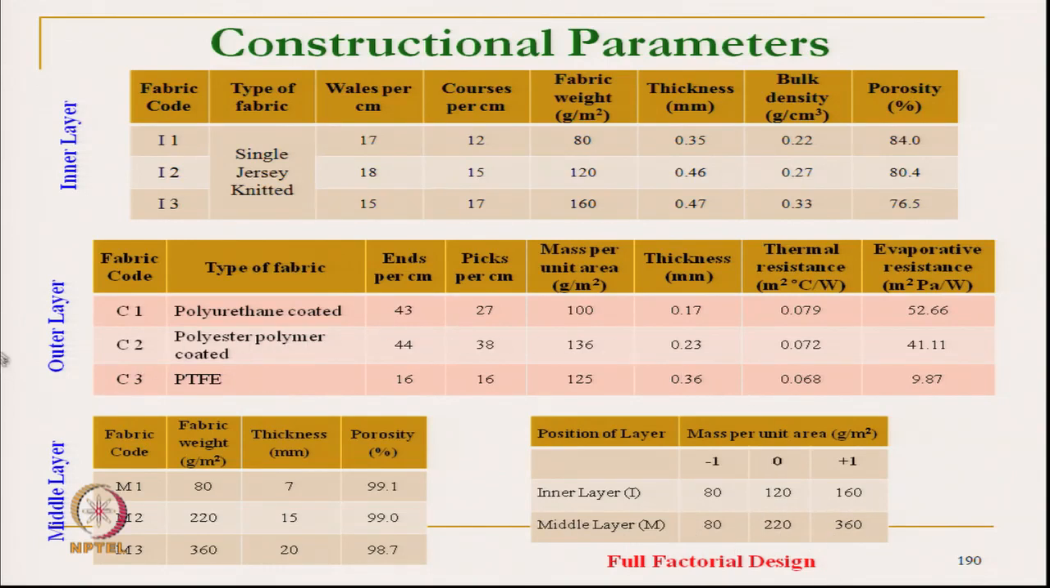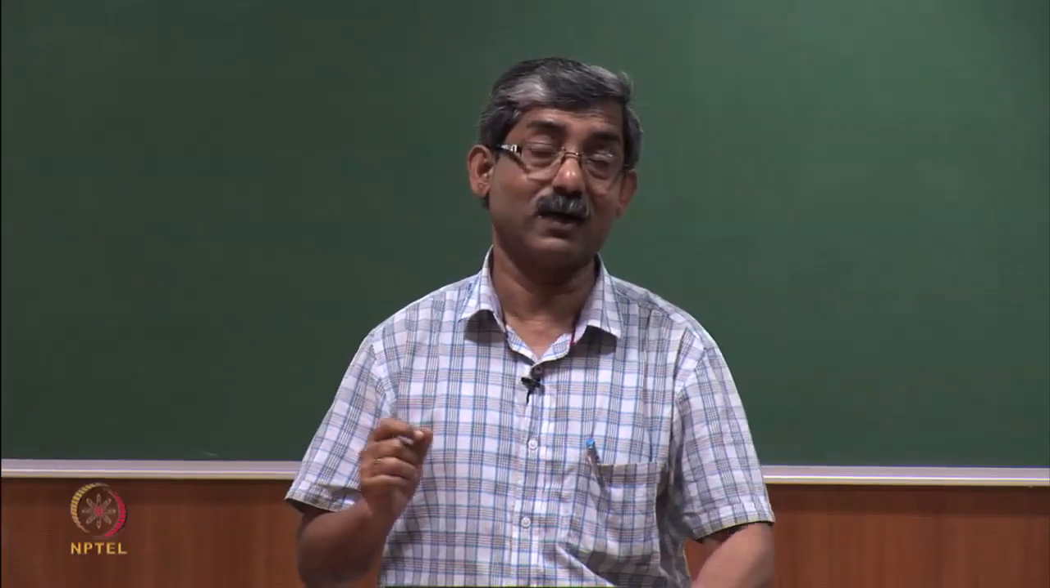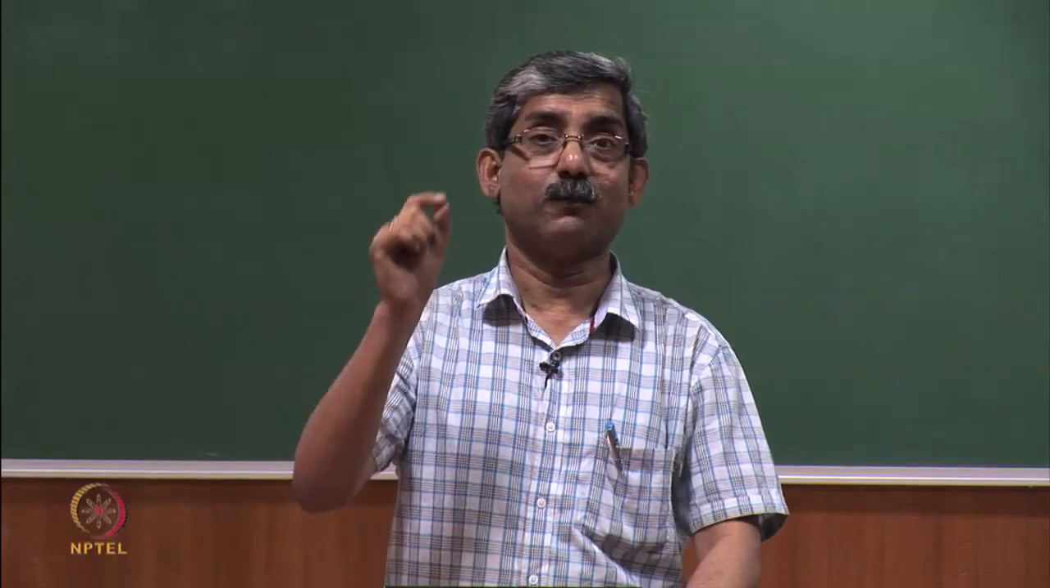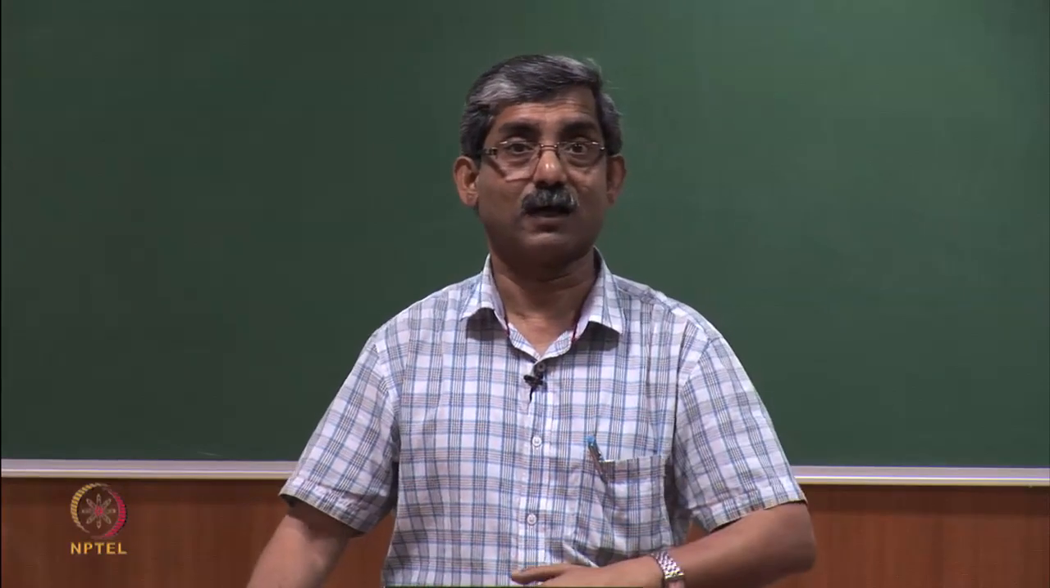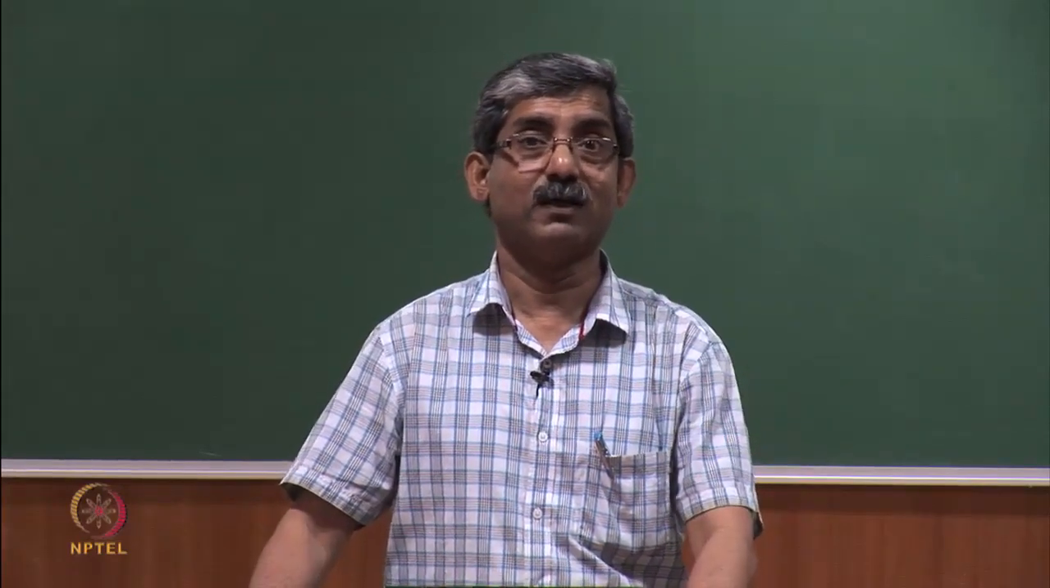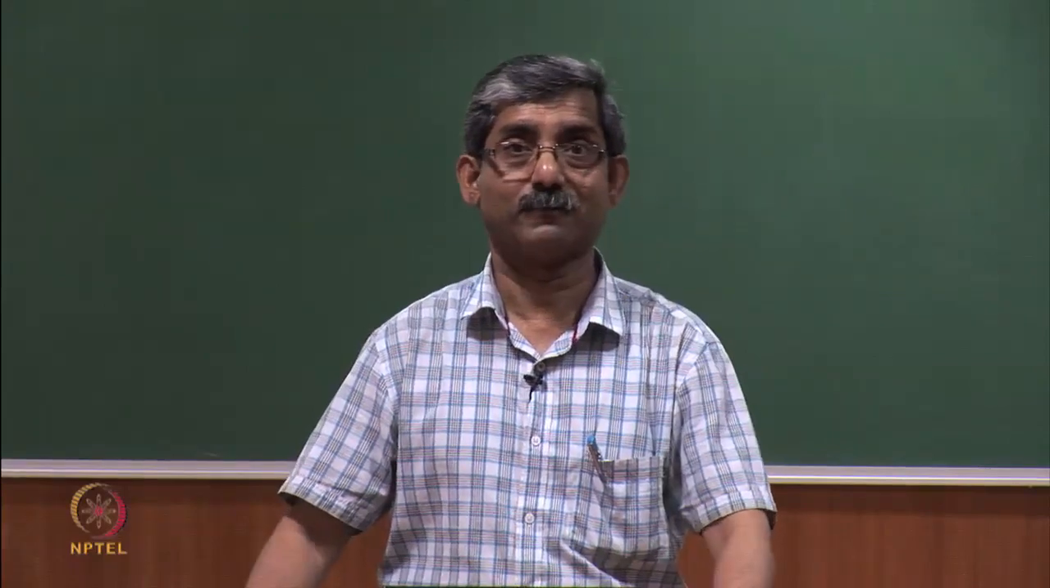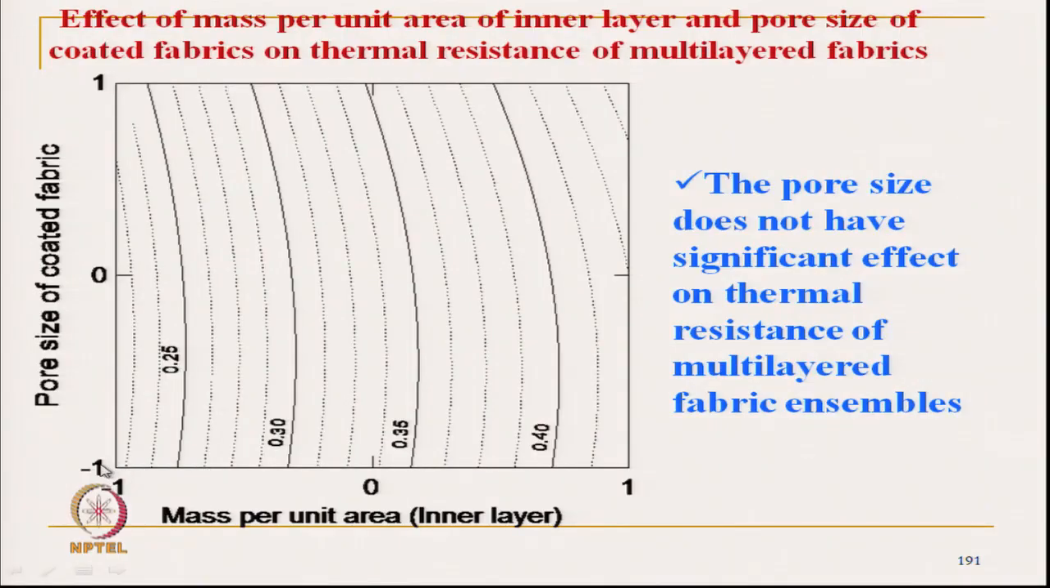As I have mentioned, for the outer layer GSM is not the criterion; we have used the pore size. We have tried to understand the effect of pore size on the thermal and moisture vapor transmission of the multilayer clothing. Now, here what we have seen is the effect of mass per unit area of the inner layer and pore size of the outer layer coated fabric, plotted in this contour curve on thermal resistance of multilayer fabric.